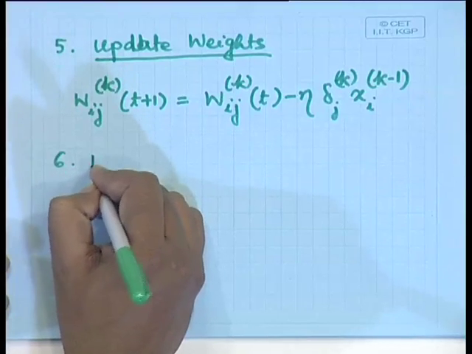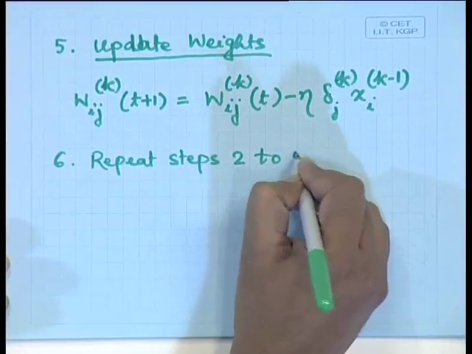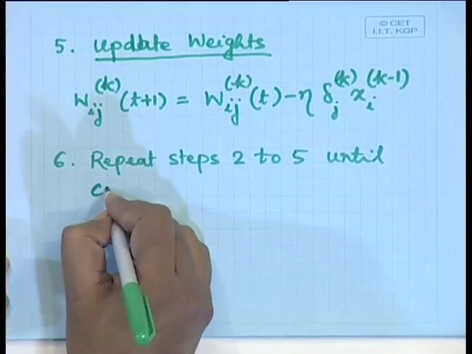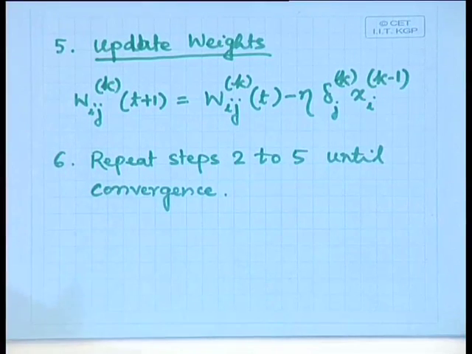So, sixth will be repeat steps 2 to 5 until convergence. So, what is our condition for convergence? The condition of convergence can be either that all the training samples are correctly classified without updation of the connection weights in a single pass, or that the output error is limited, it is up to a tolerance level. If one of these two conditions is satisfied, then we can say that the algorithm has converged, and whatever connection weights we have at that point of time, the network has to work with those connection weights.